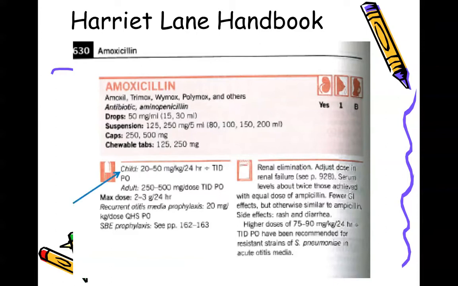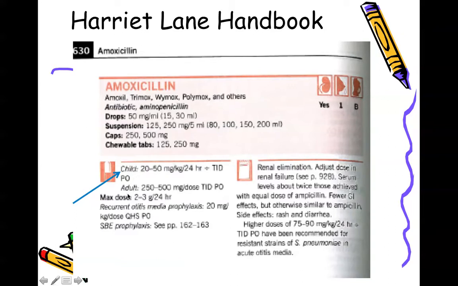So when you look in the amoxicillin section of Harriet Lane, what you find is that you have the name of the medication, but you also can look down here where it gives you the information about how you dose this in a child. It'll say a child dosage is here. It does give the adult dosing, but for this 10-kilogram child, you're going to be looking at the child dosing. And it tells you that this amoxicillin is dosed between 20 and 50 milligrams per kilogram per 24 hours, divided TID, and it's taken orally.